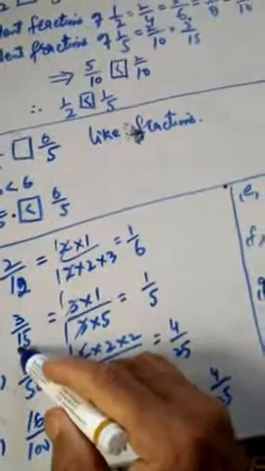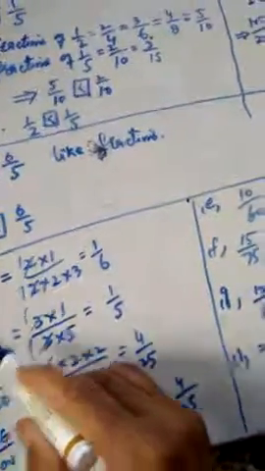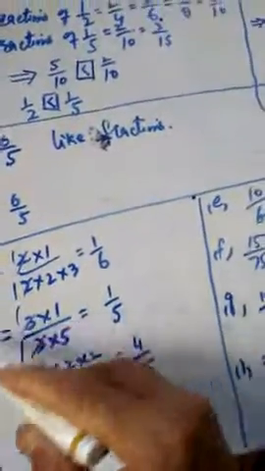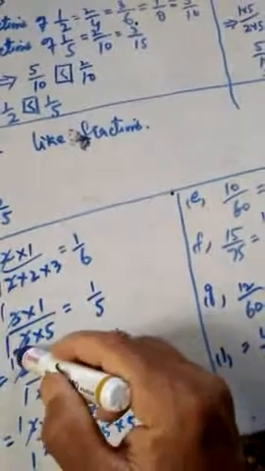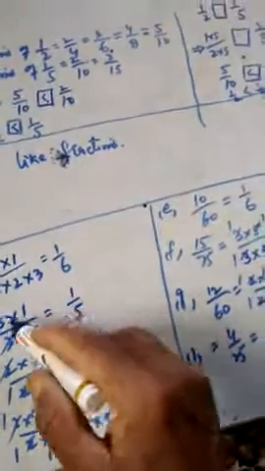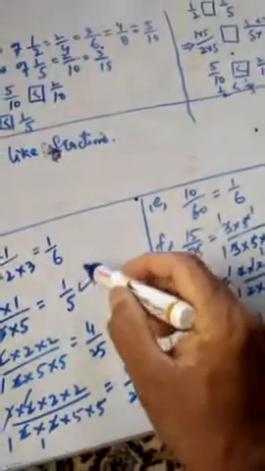Now there is 3 by 15. The factors of 3 are 3 into 1. The factors of 15 are 3 into 5. 3 and 5 both are prime numbers. They cannot be separated anymore. So this is 3 into 1, and this is 3 into 5. Cancelling the common factors, 3 ones are 3, 3 ones are 3. So it is equal to 1 ones are 1, 5 ones are 5, that is 1 by 5.